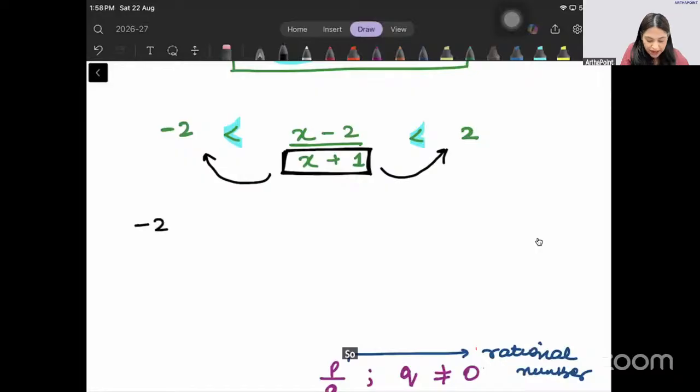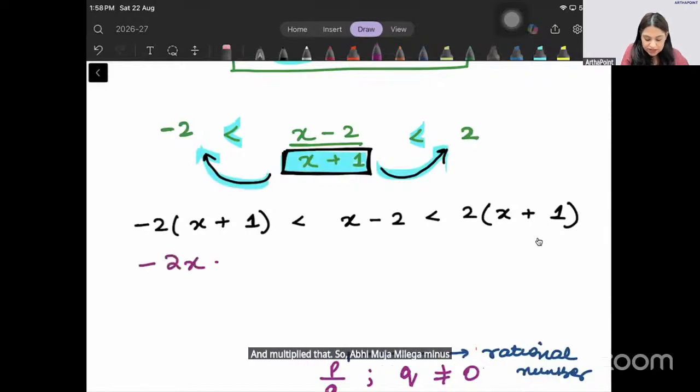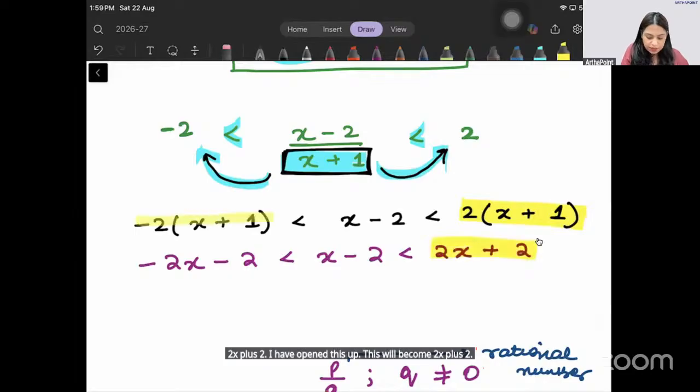So what we will do, minus 2 into x plus 1 less than x minus 2 less than 2 into x plus 1. I have taken this denominator on both sides simultaneously and multiplied that. तो अभी मुझे मिलेगा minus 2 into x minus 2 less than x minus 2 less than 2x plus 2. I have opened this up. This will become 2x plus 2 and this will become minus 2x minus 2.